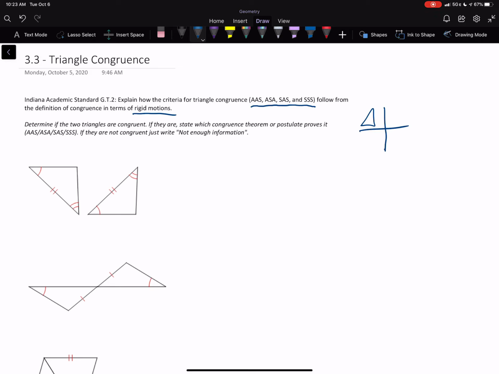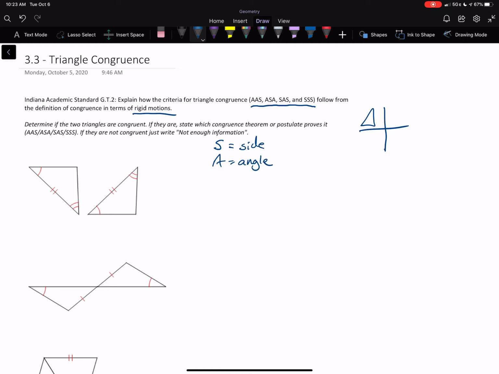So what we're going to be asked to do is to determine if the two triangles are congruent. If they are, you're going to state which theorem you're using, whether it's angle, angle, side, angle, side, angle, or side, side, side. So it's important to know that S is for sides and A is for angle.